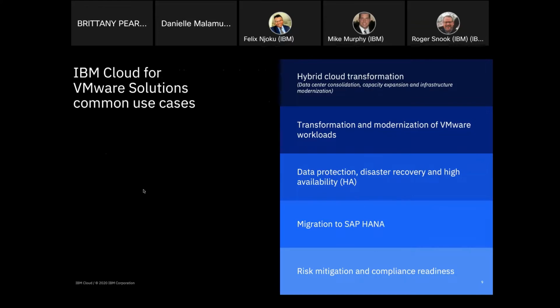Migration to SAP HANA. I'm going to be honest, I'm not our SAP guy. I've got a guy if you want to talk about SAP. The takeaway here is we can run SAP HANA on VMware on IBM Cloud. And then risk mitigation and compliance readiness, again, is a big one for IBM with our FS Cloud architecture with our compliance ready bundle. And we'll talk about that.